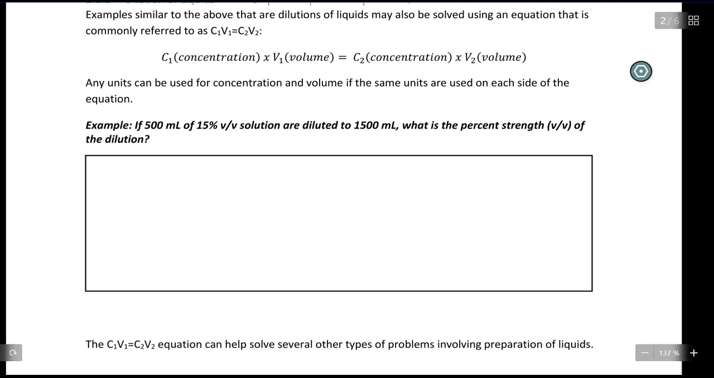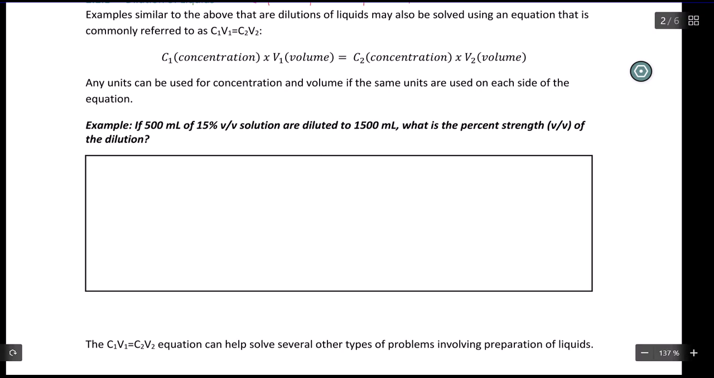Here's the question. You've got 500 mLs of a 15% volume-in-volume solution, and it's diluted to 1,500 mLs. It says, what's the percent of the dilution? How do you label the final percentage of the product that you just diluted down?